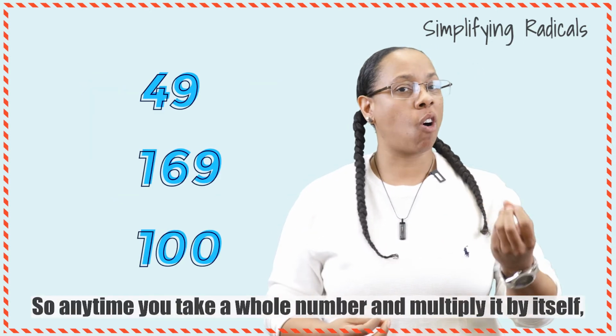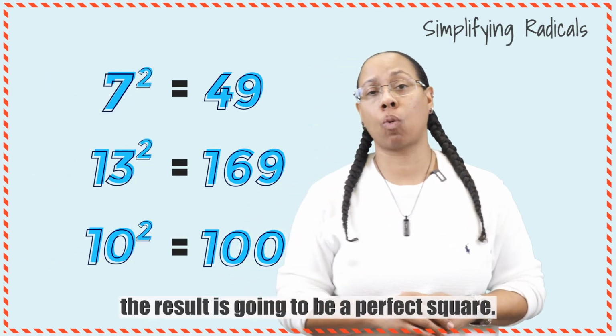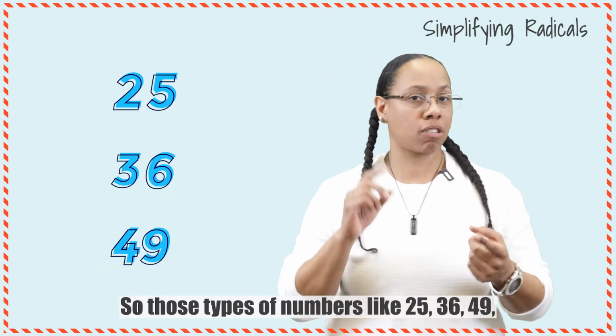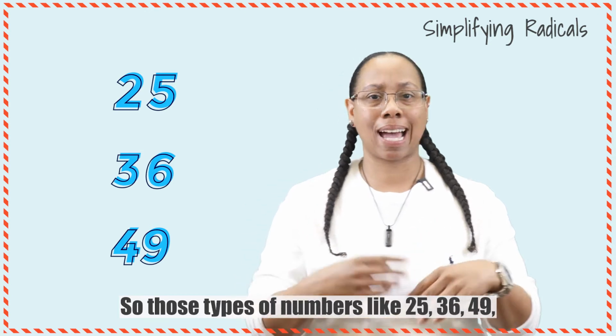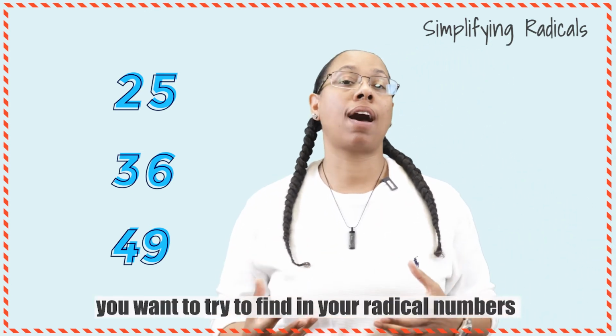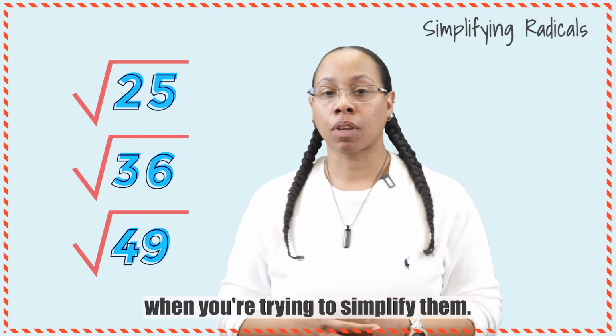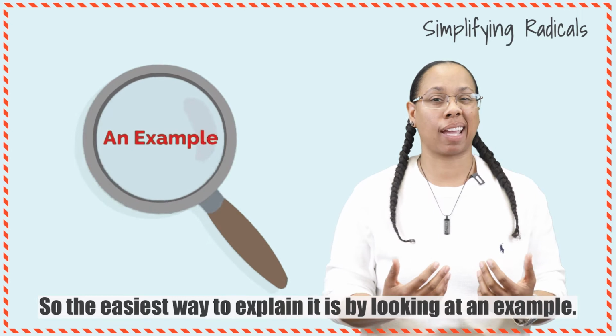So anytime you take a whole number, multiply it by itself, the result is going to be a perfect square. So those types of numbers like 25, 36, 49, so on and so forth are the types of factors that you want to try to find in your radical numbers when you're trying to simplify them. So the easiest way to explain it is by looking at an example.